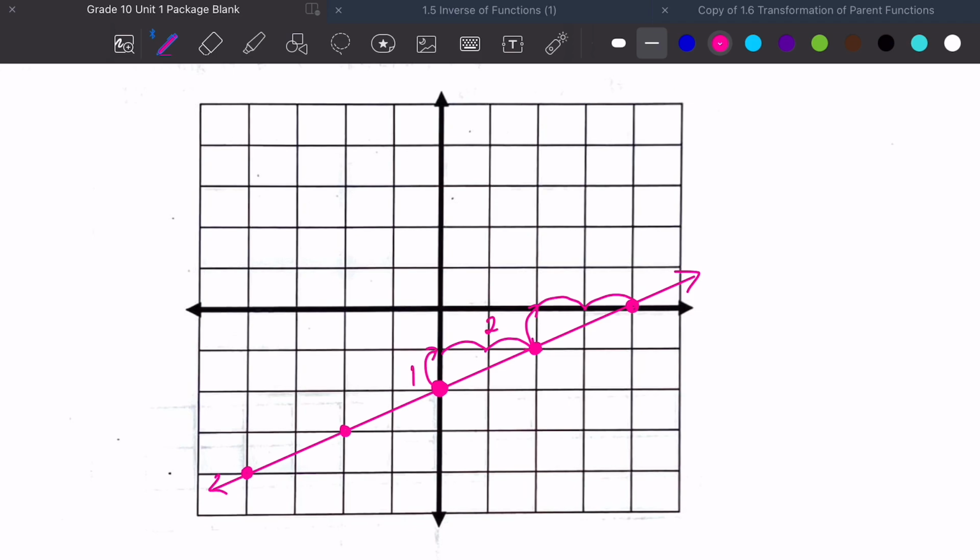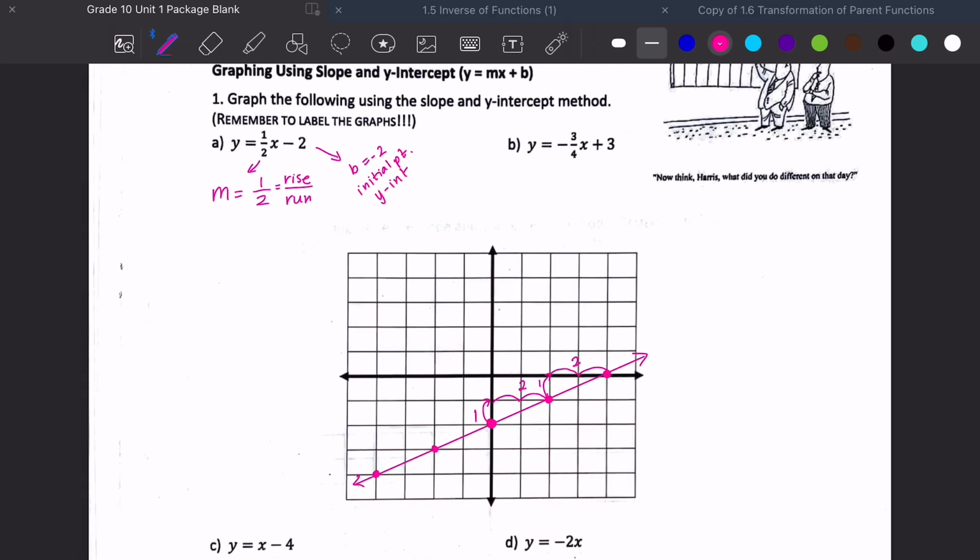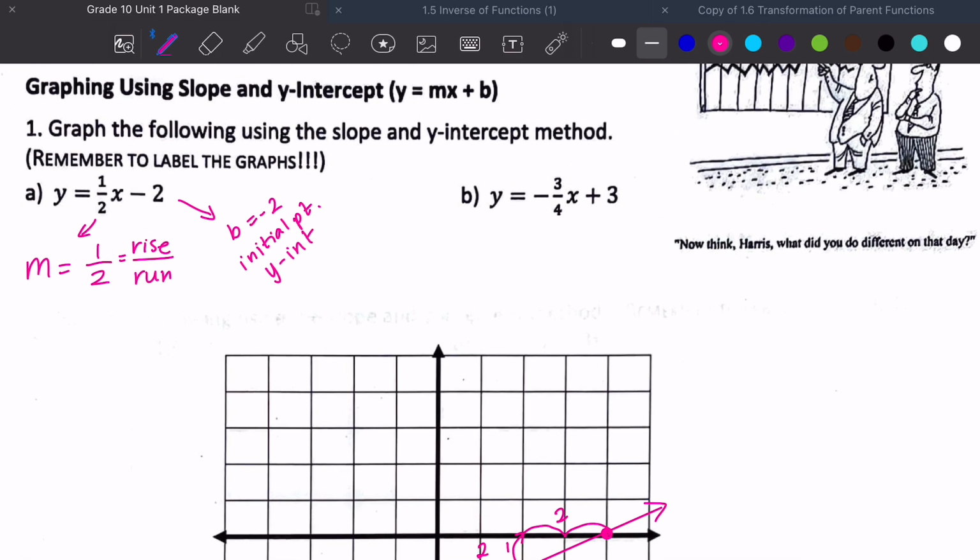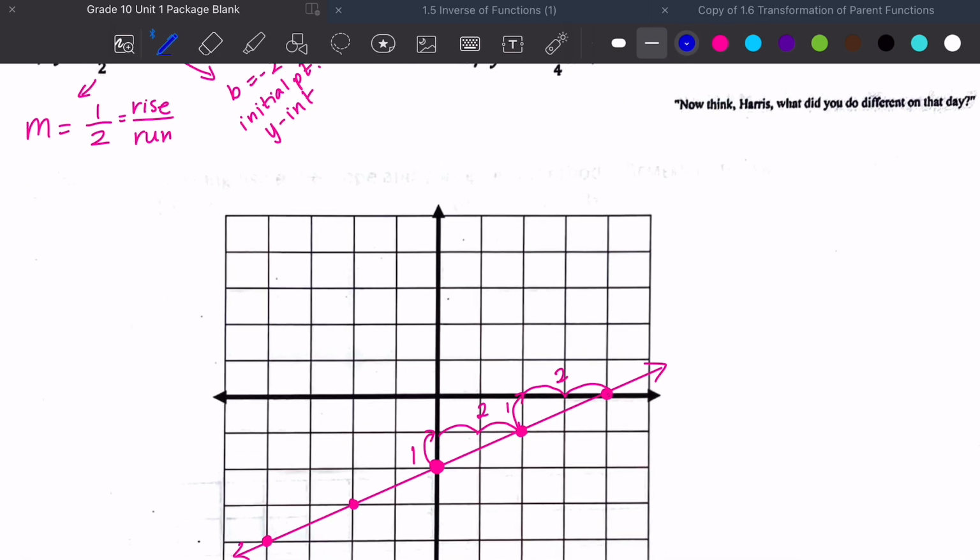Was that okay? Just drawing that line quick like that? I didn't have to make a table of values. I can see what the coordinate points are going to be based on this pattern. What does the negative have to do with it? What negative? The -2? No, the next question, like B.